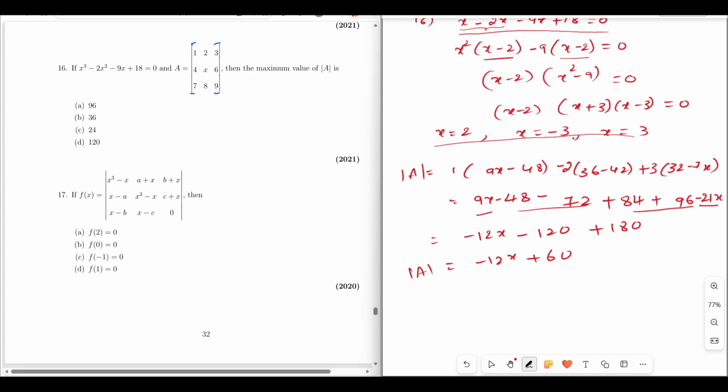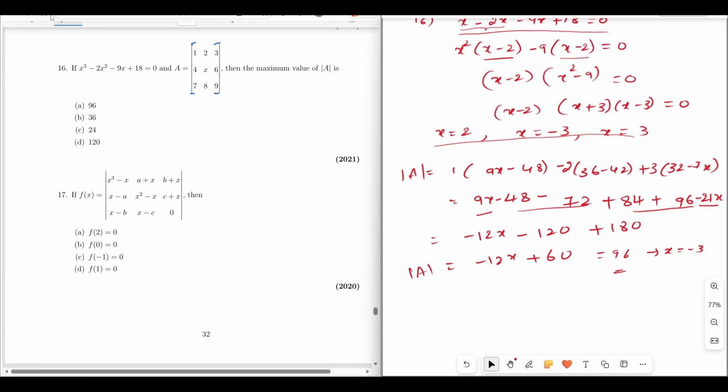Now if you take x equal to minus 3, you will get minus 12 into minus 3, so you will get plus 36. So 60 plus 36, you will get 96 as the answer, where you will be adding in the third case, for x equal to minus 3. Then obviously which is the right answer? Our right answer will be x is equal to minus 3. When the value of x is minus 3, the maximum value will be 96.